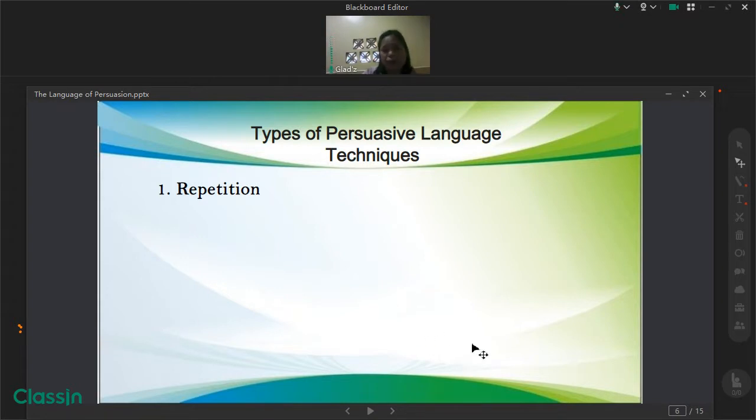So let us first have repetition. For sure, from the word itself, you already have an idea of what repetition is. It is the repetition of words, phrases, or ideas that emphasizes the point you are trying to make. It reinforces the point and helps the reader to remember it.